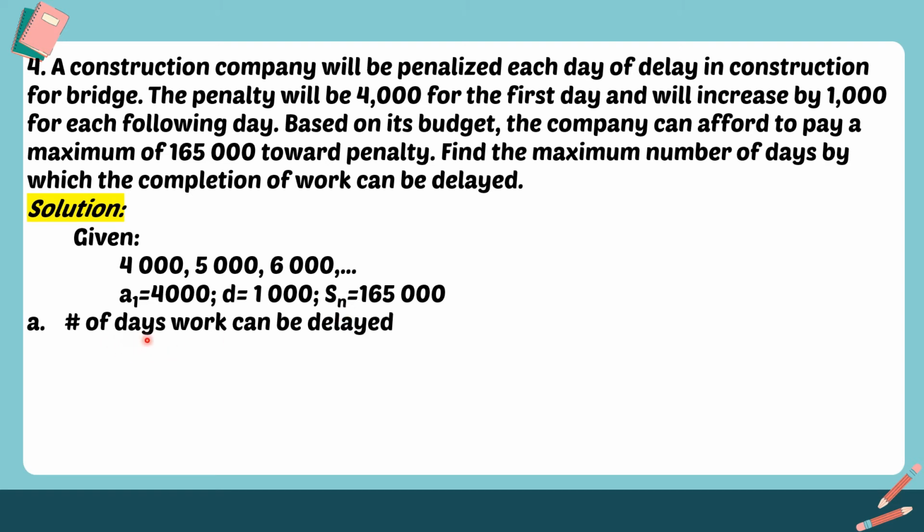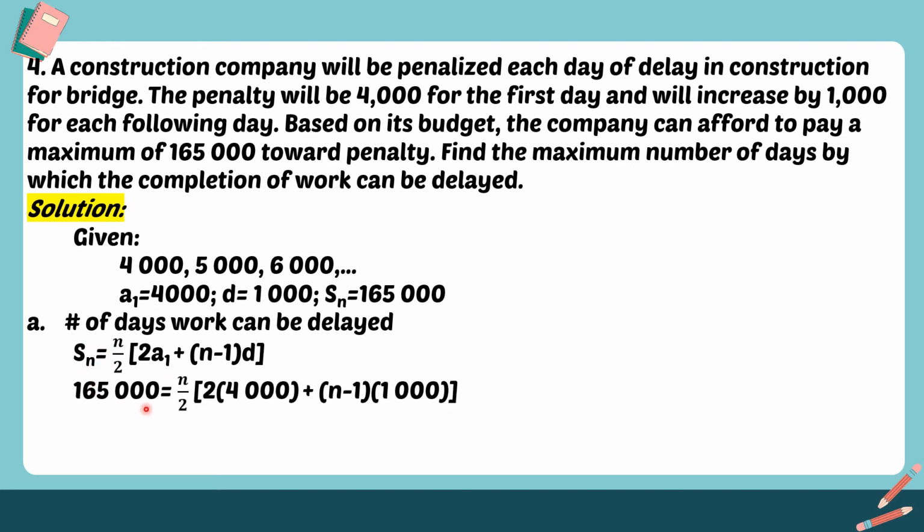So, in finding the number of days work can be delayed, we need to use S sub N is equal to N over 2 times twice of A sub 1 plus N minus 1 times D. Ito yung isang formula sa ating arithmetic series wherein yung A sub N is not given. So, substitute lang tayo ng S sub N which is equal to 165,000. Yung N natin ay nawawala. So, stay lang siya dyan. Ang A sub 1 natin is 4,000. At ang ating common difference na 1,000.